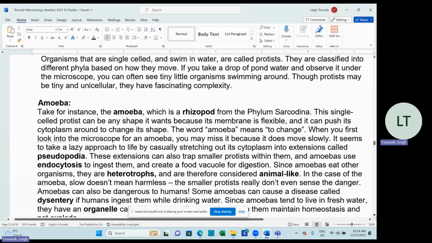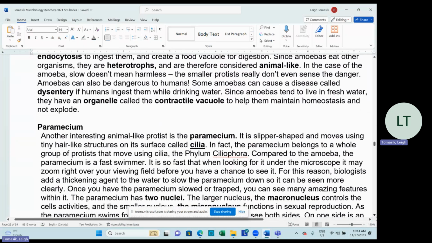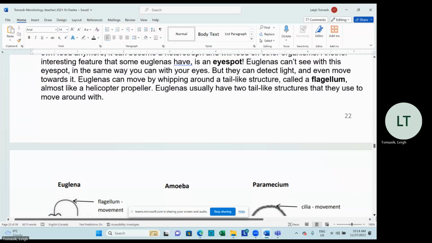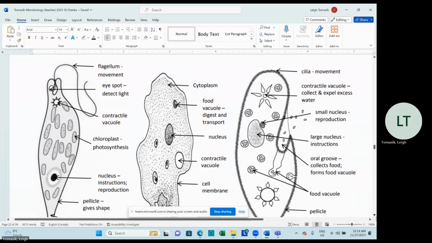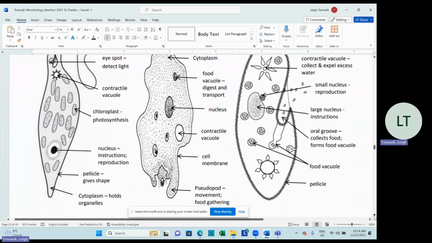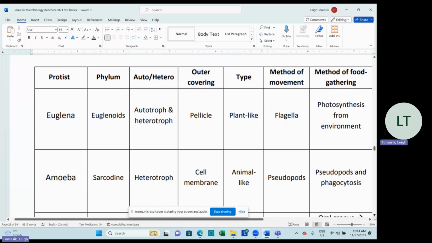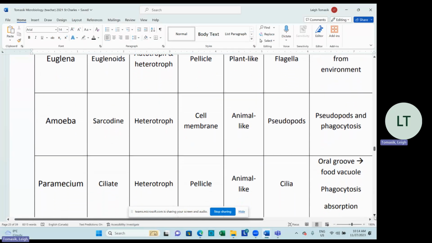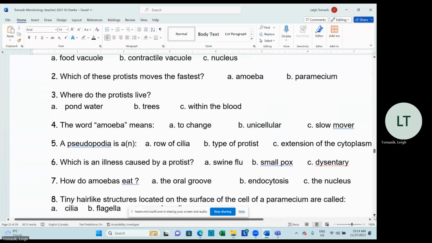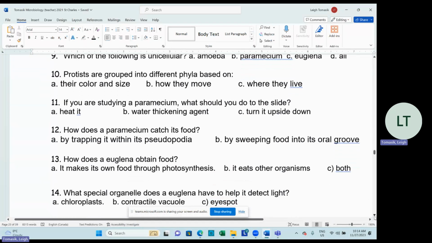And then you have another reading that you can do that compares an amoeba, a paramecium, and a euglena. And you can see the 3 cells. What they look like is very different. Okay, and you can in these diagrams look at what the organelles do in each of them, which is neat. And then there's a little chart comparing their similarities and differences. And then you have some questions to answer to test your understanding, right?